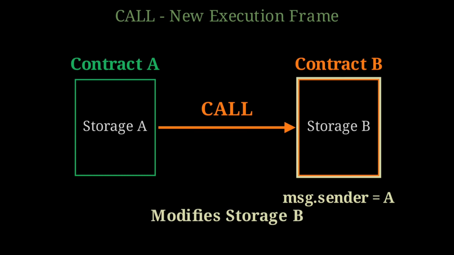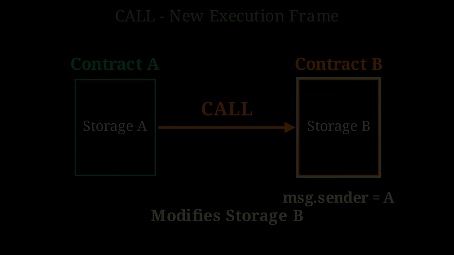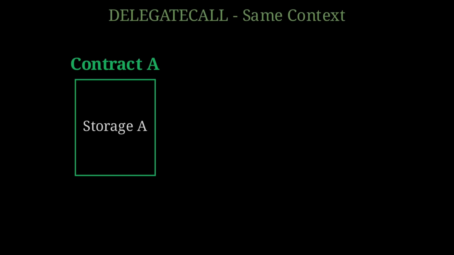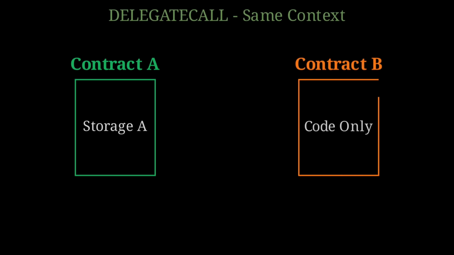See how the execution context has completely switched to contract B? This is the standard behavior you get when one contract calls another. Now let's see what happens with delegate call. Again, here's contract A with its storage and B, but notice we're only showing B's code, not its storage.